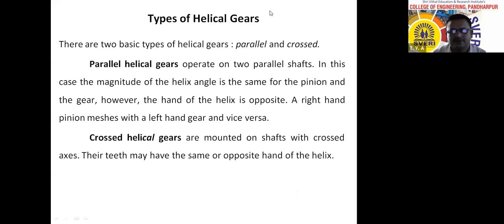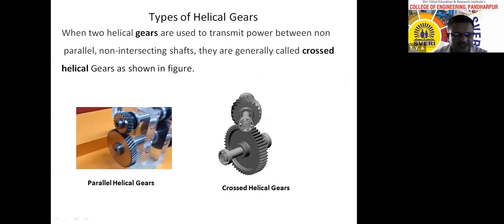Then we have seen types of helical gear: parallel helical gears and crossed helical gears. Parallel helical gears means when two helical gears are used to connect two parallel shafts like this. And crossed helical gear means what? The axes of the two gears, or axes of the shafts over which the gears are mounted, are crossed with respect to each other.